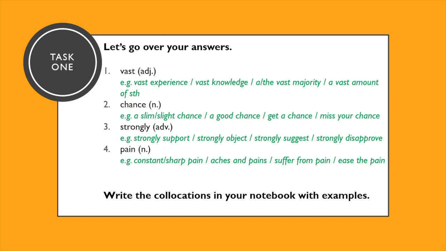With the adverb strongly, it would collocate mostly with verbs. So for example, strongly support, strongly object, strongly suggest, or strongly disapprove of something. And pain has a huge number of collocations that you would be able to find in a learner dictionary. Some examples include constant or sharp pain, aches and pains, with the verbs to suffer from pain or to ease the pain. So these are just a few of the examples which you can make a note of in your notebook.